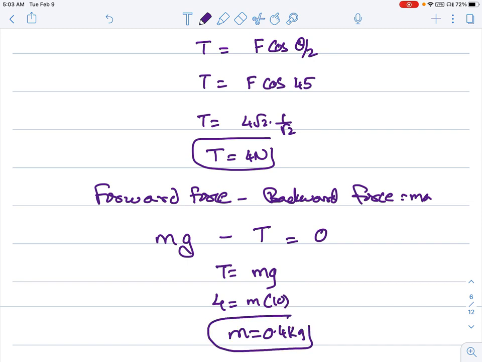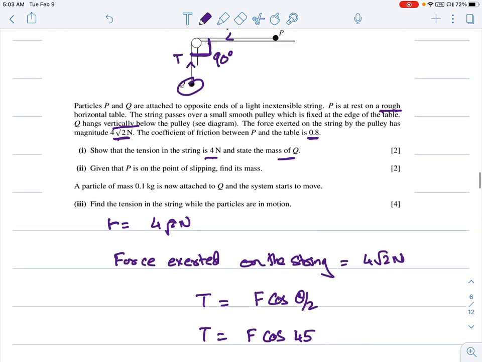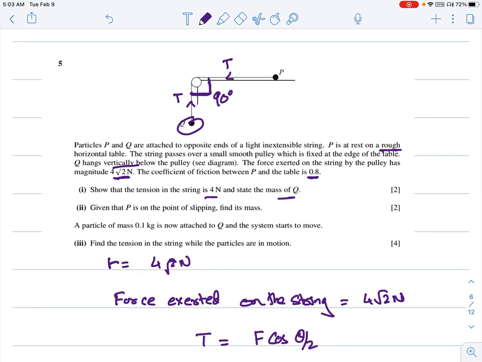Now, coming to the next part. Given that P is on the point of slipping, find its mass. So P is on the point of slipping. When it is going towards the left, the friction will be acting towards the right, mu R. R is its weight, so this is mg. The weight of P has not been given, so we take its mass as mp, and mpg is balanced with R. Whenever it is moving towards the left, the friction will be acting towards the right.